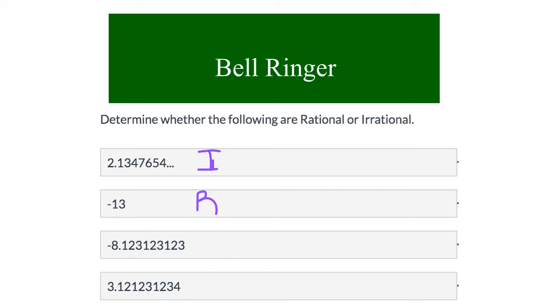Our next number, negative 8.123, and so on, is a rational number because it is a repeating decimal. All repeating decimals are rational. And our last one, 3.12, and so on, is an irrational number. While it has a pattern, it does not continue the same pattern of blocks identically.